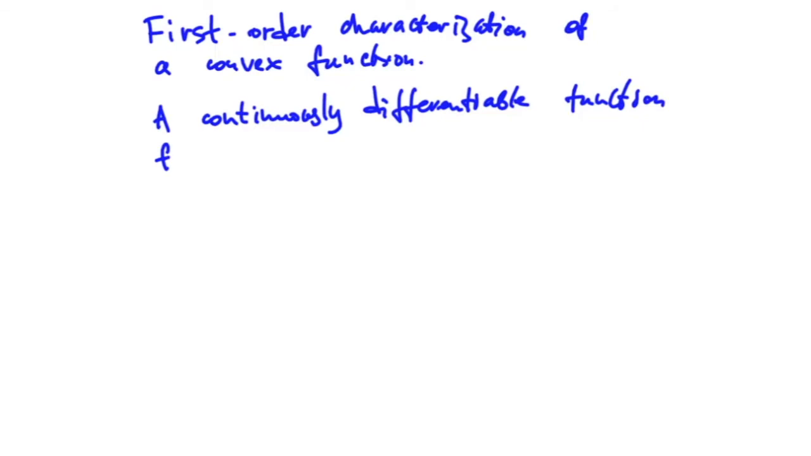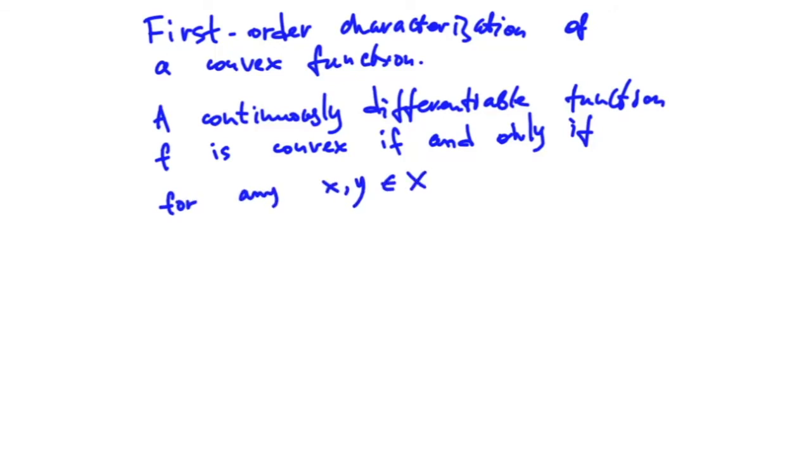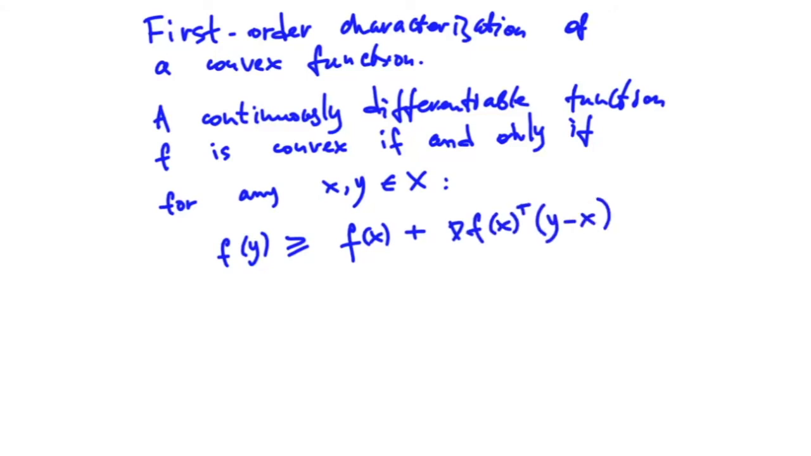So the continuously differentiable function f is convex if and only if we have the following. For any x and y in the set X, we have f of y is greater than or equal to f of x plus the gradient f x transpose times y minus x. Okay, so we are talking about convexity of f over the set X, of course, right?